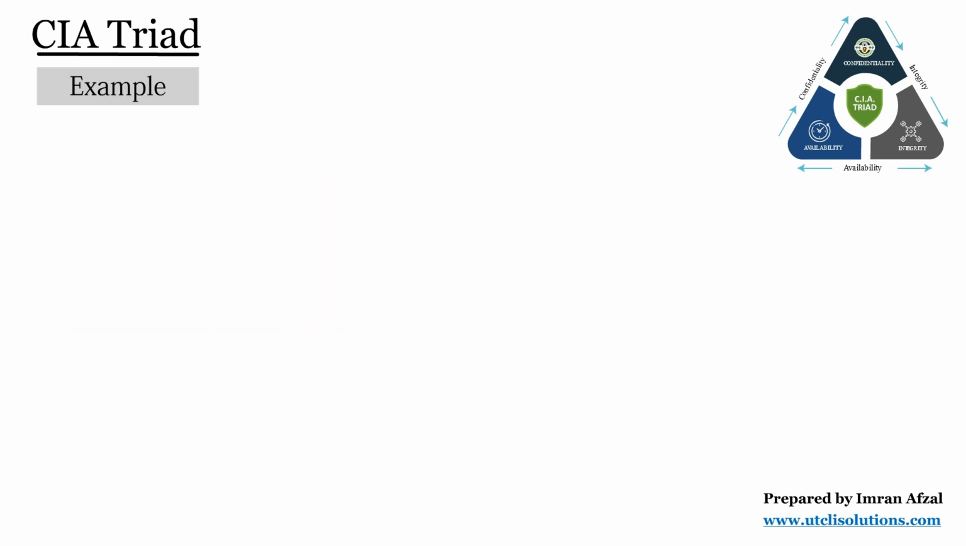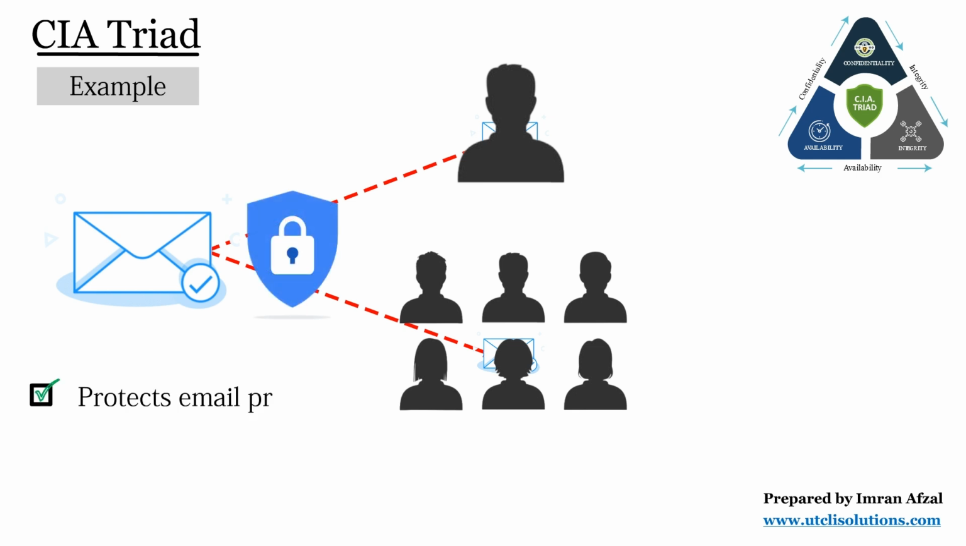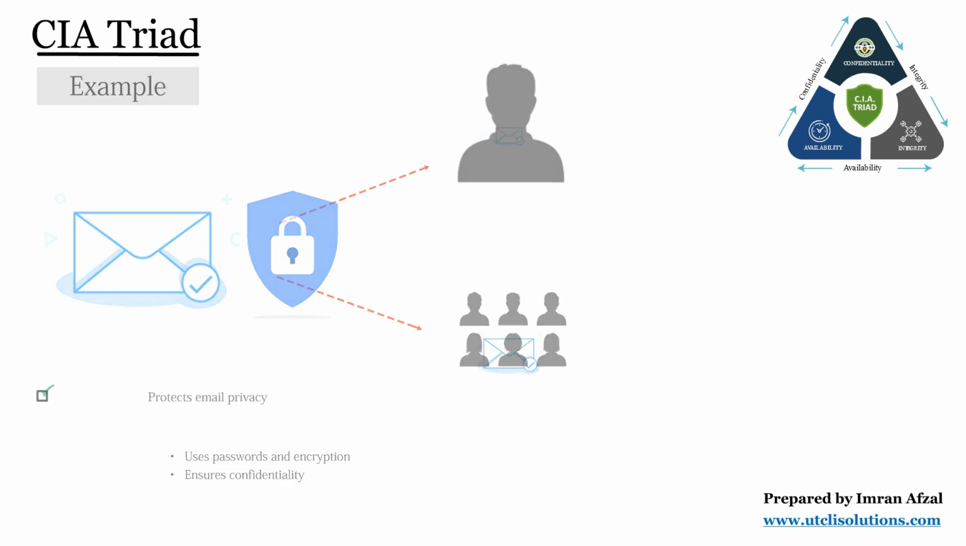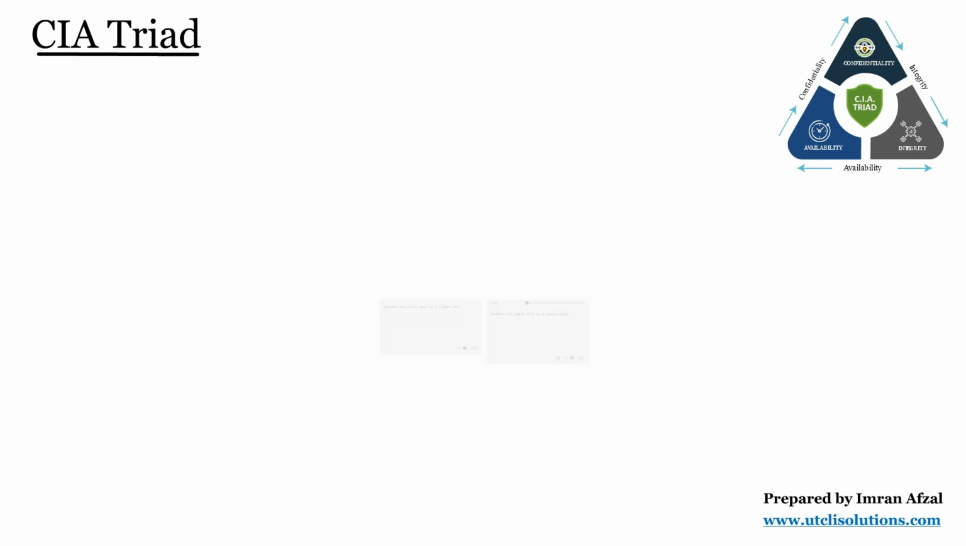So, for example, when you send an email, it is intended for a specific recipient. The protections that keep your email private, like passwords and encryption, are measures for confidentiality. Don't get confused about the term encryption. It is the way by which we convert plain text to ciphertext. We will cover this in detail in later modules.